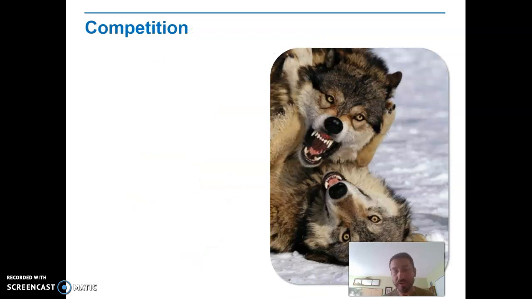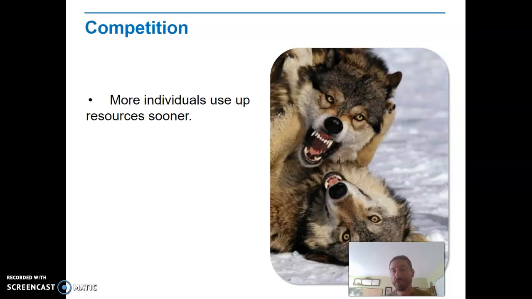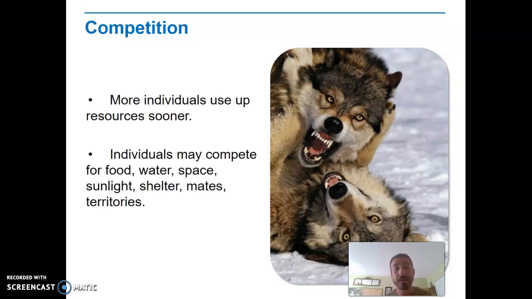All right, so competition, one of the density dependent factors. Like I said, the more individuals, they use up the resources sooner. I think it's pretty self-explanatory. Individuals may compete for food, water, space, sunlight, shelter, mates, territories. All these are resources that individuals within a population would compete for.